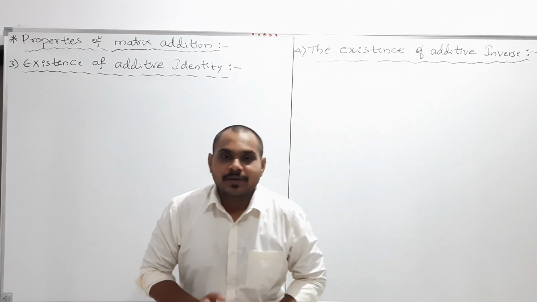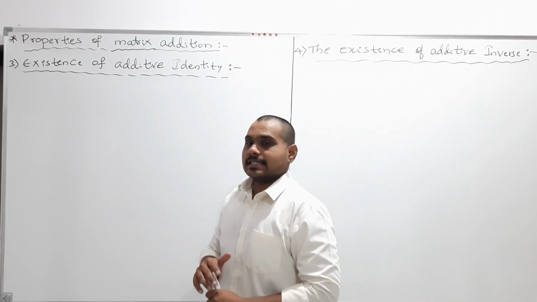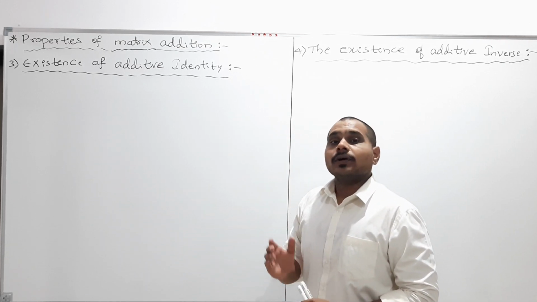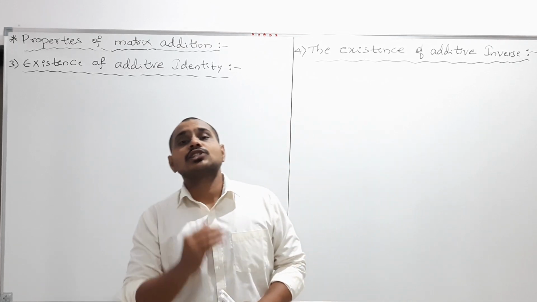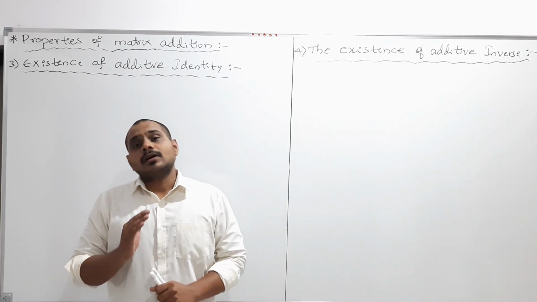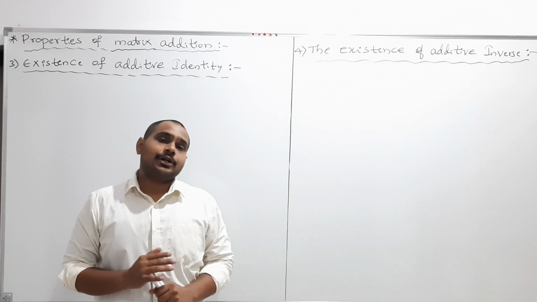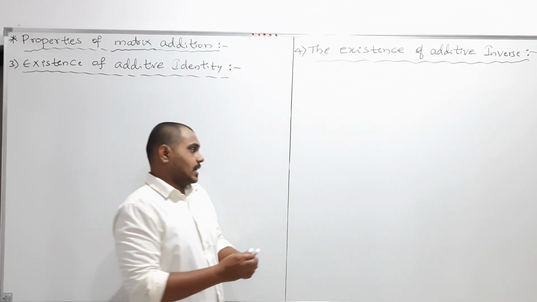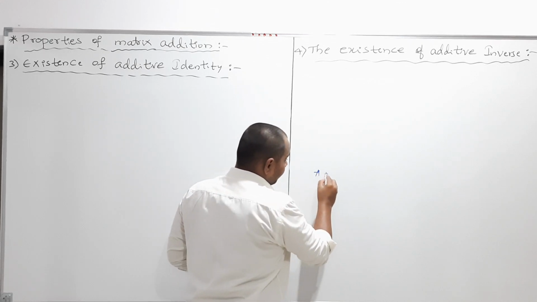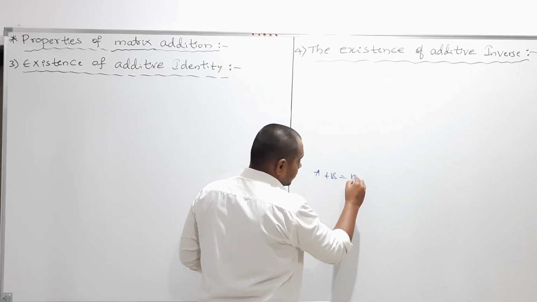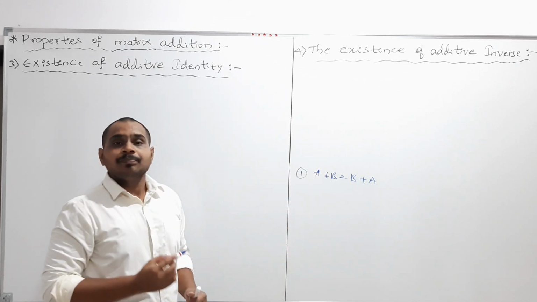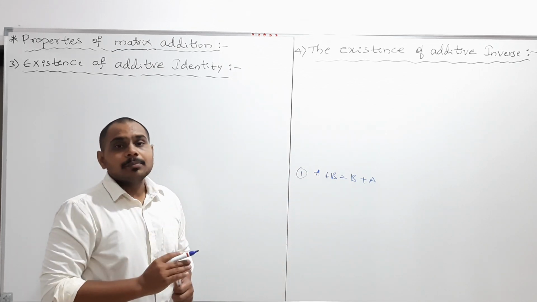Hi my dear students, in the previous videos we discussed the properties of matrix addition. In that we discussed the first two properties. The first one I discussed is the commutative law. So what is commutative law? Commutative law means, if A and B are two matrices, then A plus B is the same as B plus A. This is what we call the commutative law that I discussed in the previous videos.